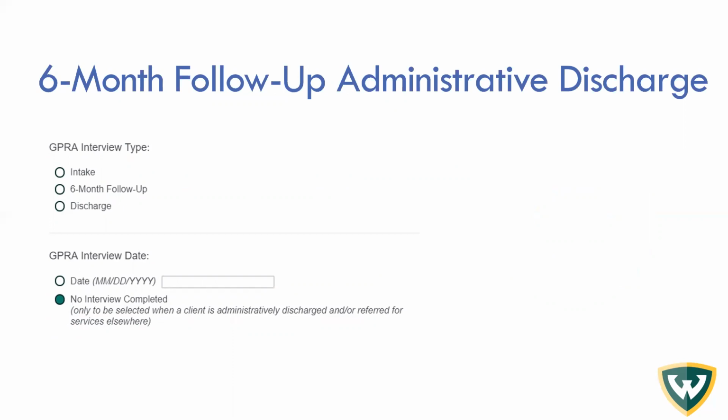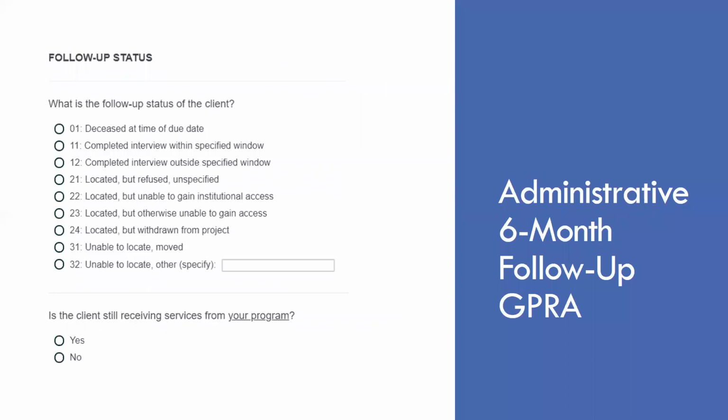What that does is trigger the system to set up a different set of follow-up questions. Let's say, for instance, you're putting in a 6-month follow-up administrative discharge. You've selected no interview completed. They're going to ask you what the follow-up status of the client is. That basically means, why couldn't you conduct this interview? You'll notice that there are options 11 and 12. Those actually aren't in the system anymore. That was a glitch with the Qualtrics system. If you're conducting a 6-month follow-up, it means that you did not complete the interview, so you can't select 11 and 12 for this section.